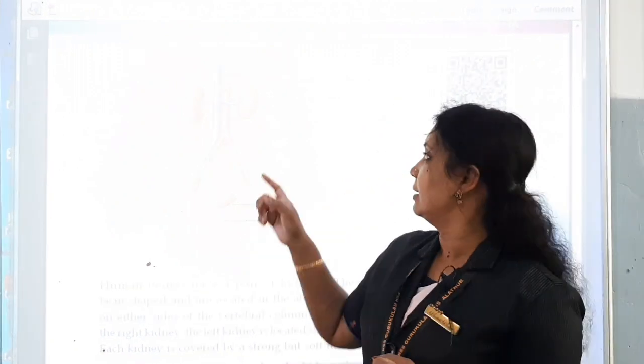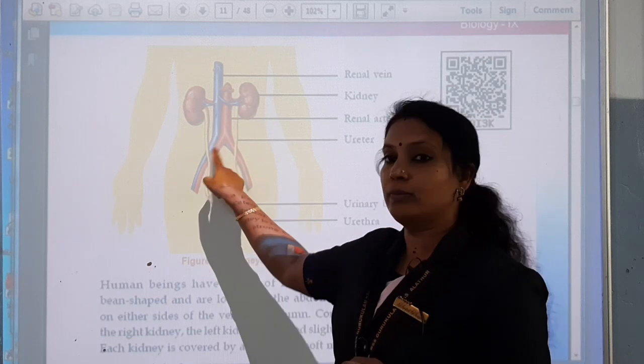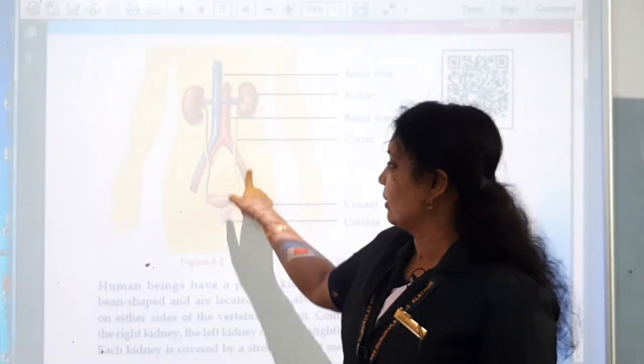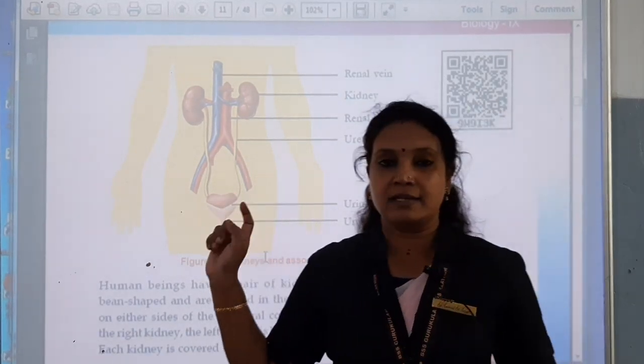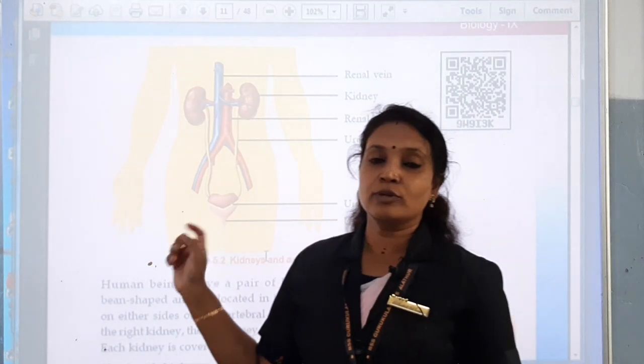and this urine is carried by the ureter. These two tube-like structures are known as ureter. So urine which is formed in the kidneys is carried by the ureter to the urinary bladder. This is the urinary bladder. The urine is temporarily stored in the urinary bladder, and when it fills with urine, it expels out through the urethra.